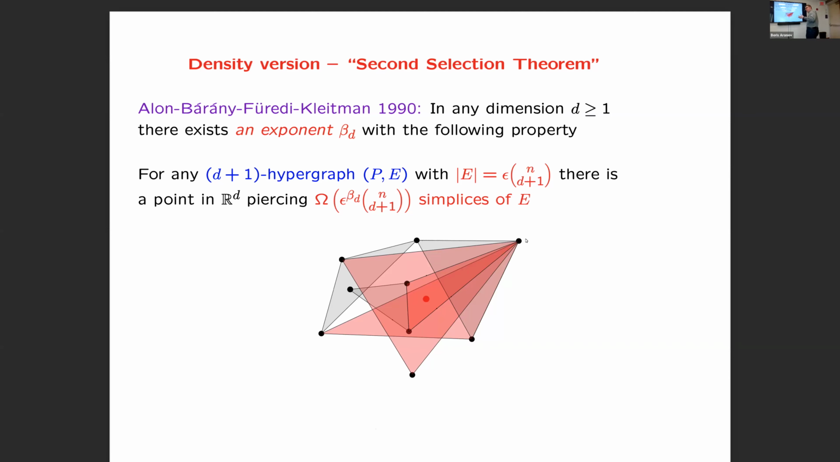So you begin with some epsilon-dense hypergraph, and then how much you are going to pierce with a single point is going to be epsilon to some constant exponent. In what follows, we are going to call it the selection exponent. In this case, it's not quite the constant which depends on the dimension. It's the exponent in the dependence on the value of epsilon, on the density.